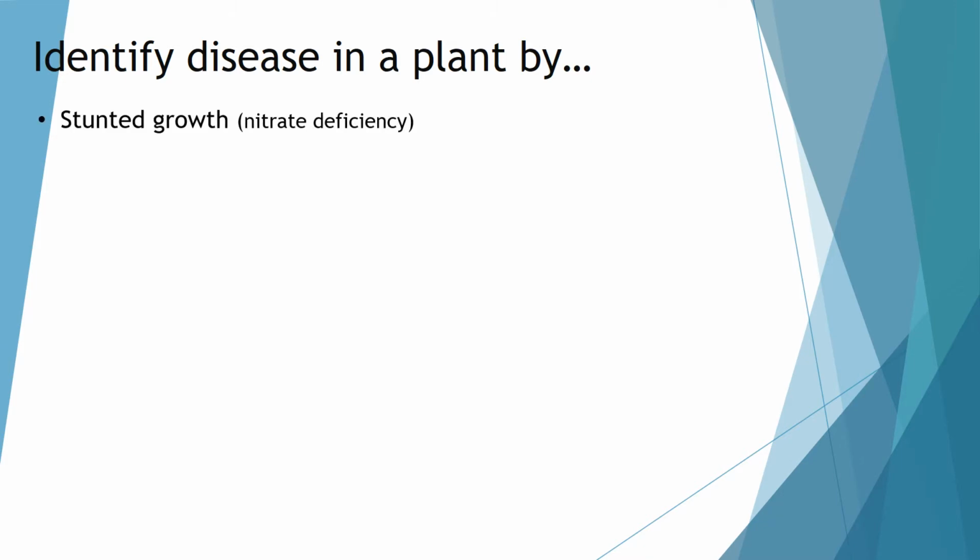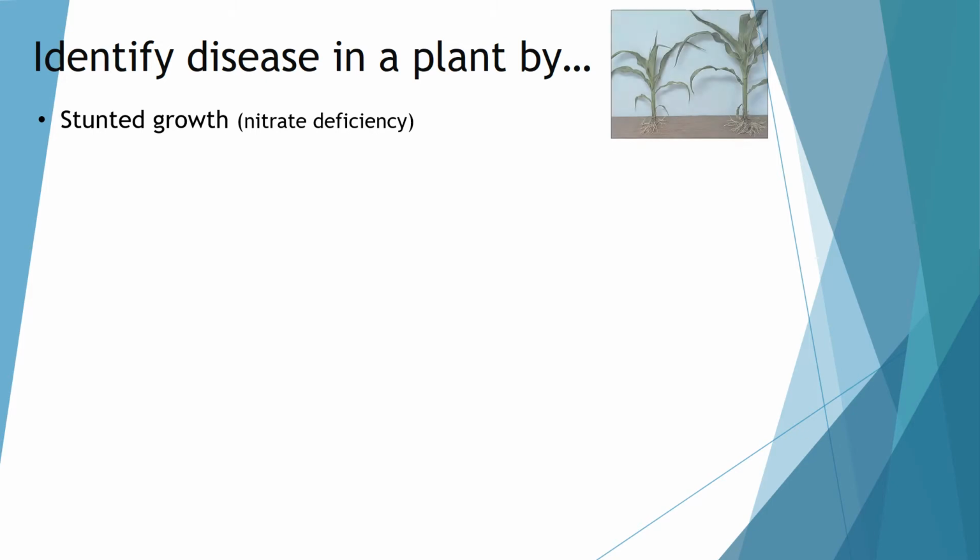Okay. So stunted growth is what we said before. Stunted growth normally suggests a nitrate deficiency. Now nitrates combine with glucose to make amino acids and to make proteins. So if you have stunted growth, it means that you aren't able to build proteins because you're out of nitrates.